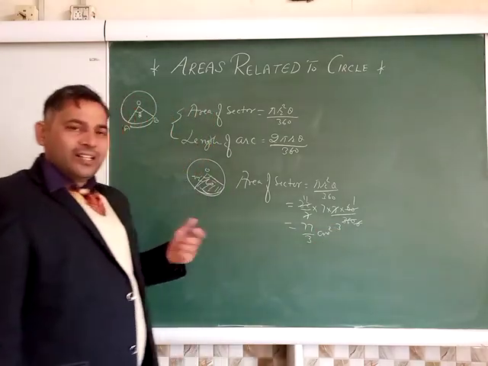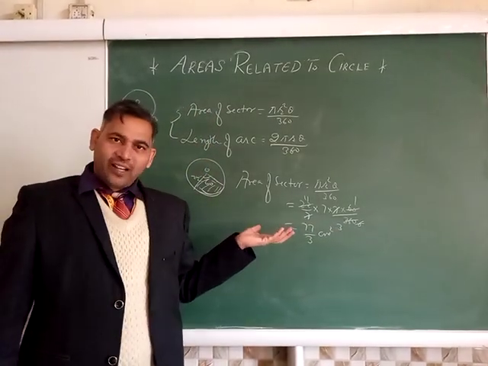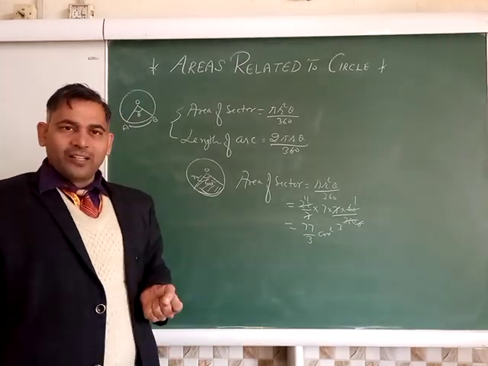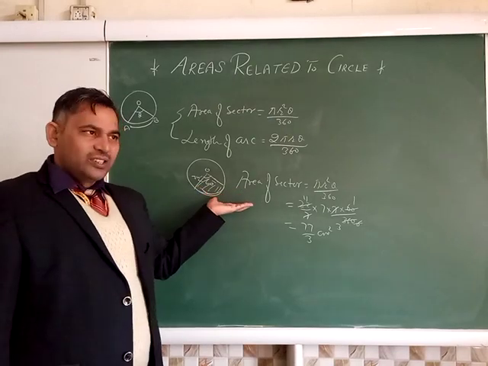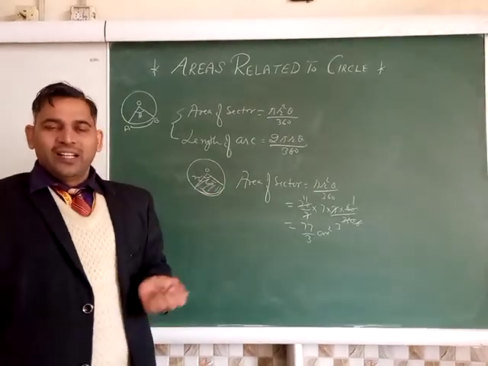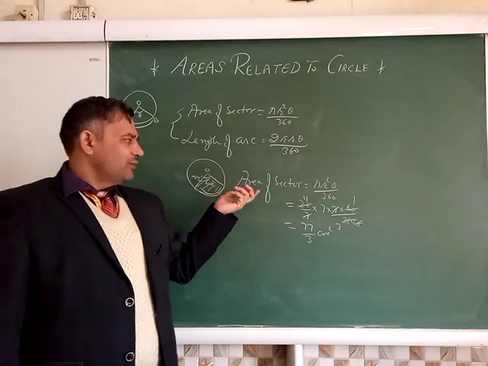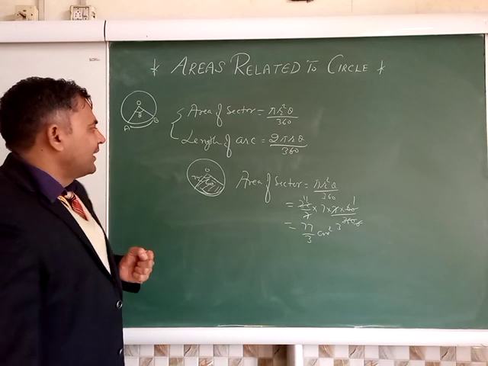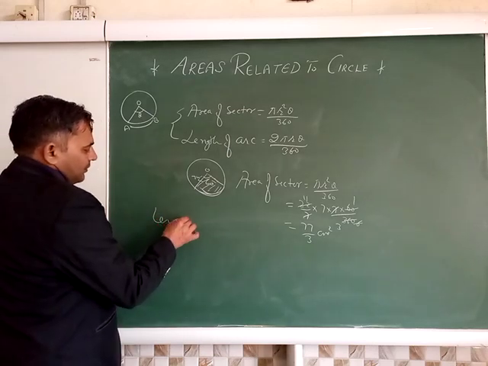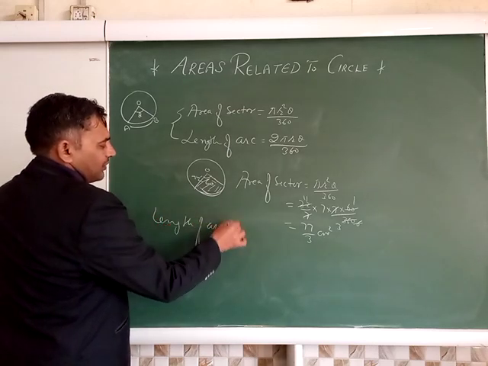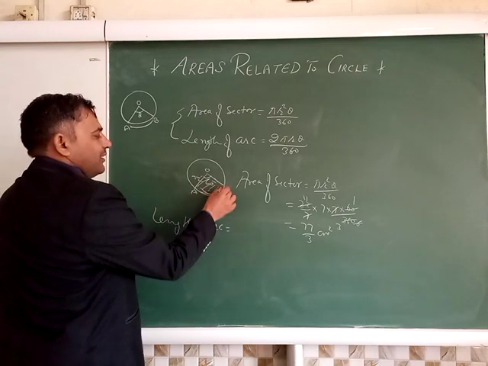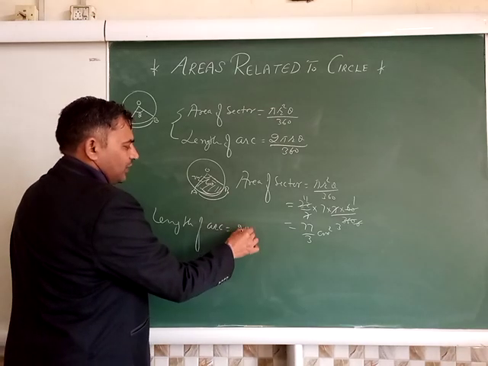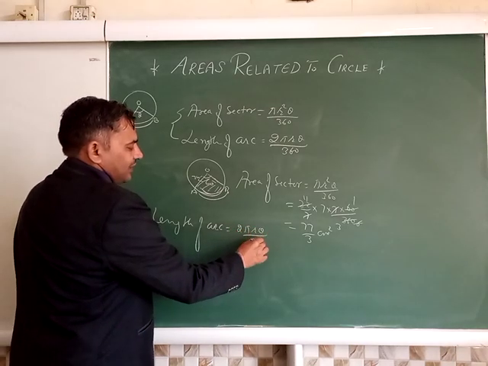You know very well from the previous video that area is always in square unit. So your answer is 77 by 3 centimeter square. So this is how to find area of the sector. This is the formula application. Okay beta, now next, how to find length of arc? Same question. AB is the length of arc. How to find? Apply the formula 2 pi r theta by 360.